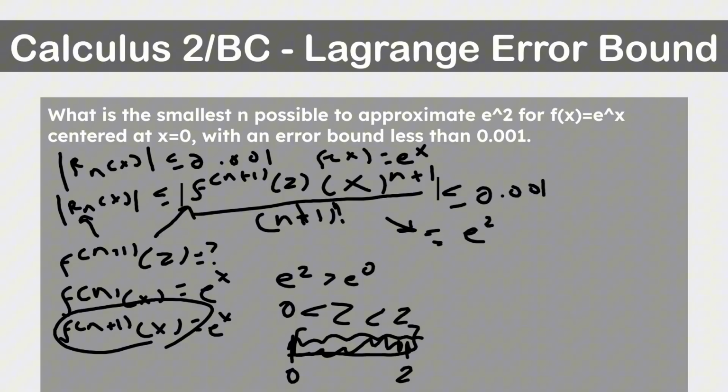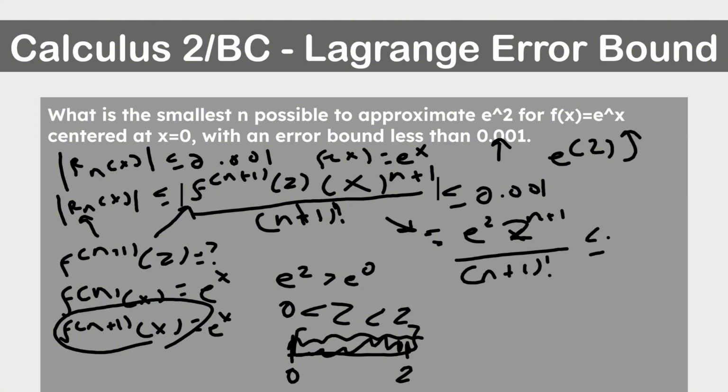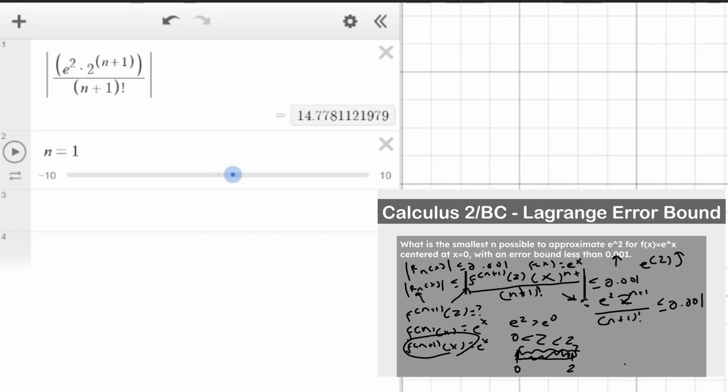So now we have e squared multiplied by x to the power of n plus 1. And here our x is 2, because we're looking at e squared. So we're plugging in 2 for e to the power of x. So we can put in e squared multiplied by 2 to the power of n plus 1 divided by n plus 1 factorial, and it is less than or equal to 0.01. So now I'm going to move to Desmos. Okay, so now we have Desmos open, and we want to make sure that the error bound is less than 0.01.